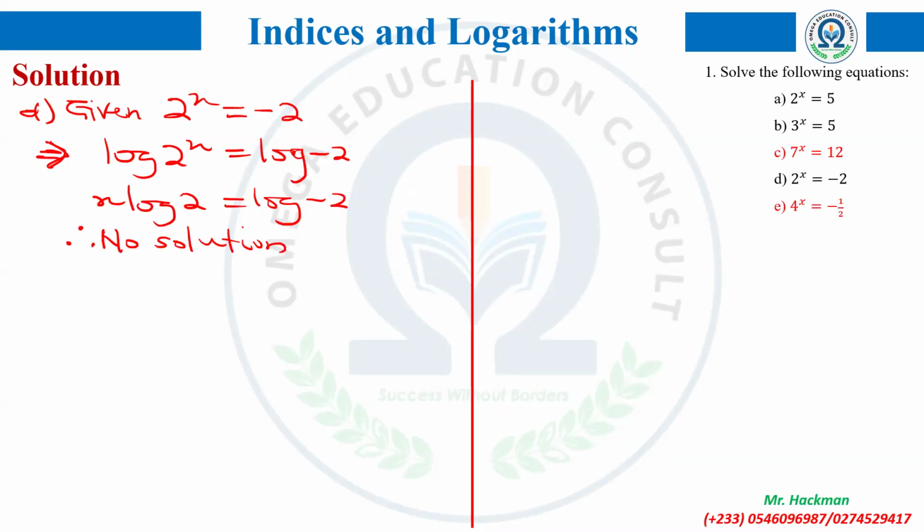Mr. Ackman, please, the approach that will make x stand alone and send 2 to the other side, we don't apply it here? Which one? Writing it again and dividing it by log 2? Like the question, 2 raised to the power x equal to negative 2, then write x is equal to log... I don't even know what I'm saying. No, I don't really get you. Come again.